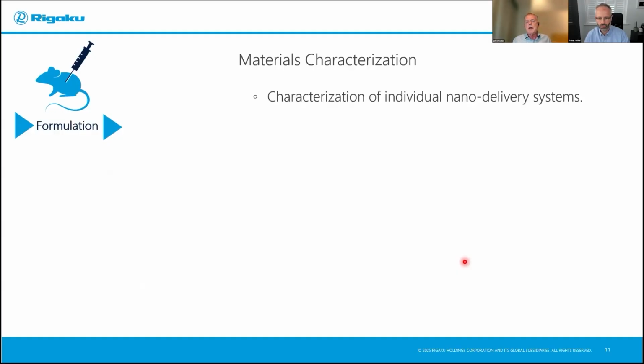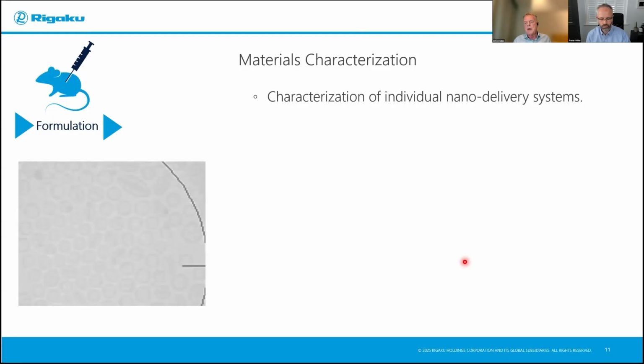Now we're into the formulation space. One of the utilities of electron diffraction in formulation is materials characterization. Nowadays, with this huge move towards nanopharmaceutics and nano delivery systems, that fits in nicely with electron diffraction, in that we can image individual nanoparticles and do diffraction studies and characterization of individual nanoparticles.